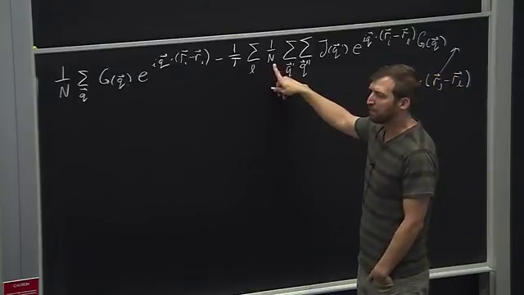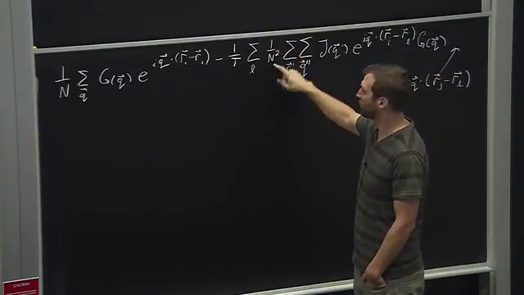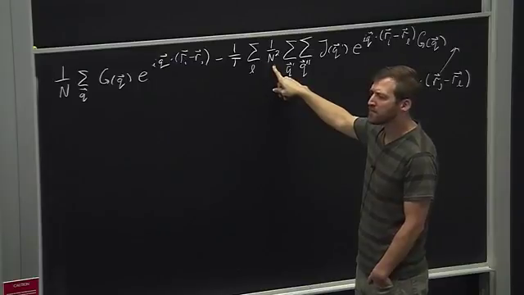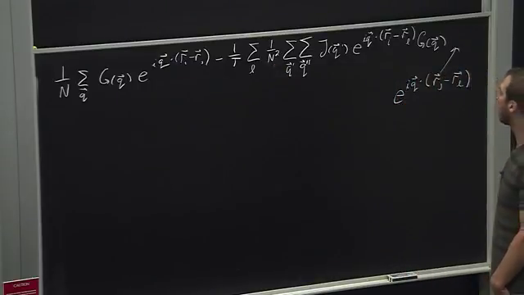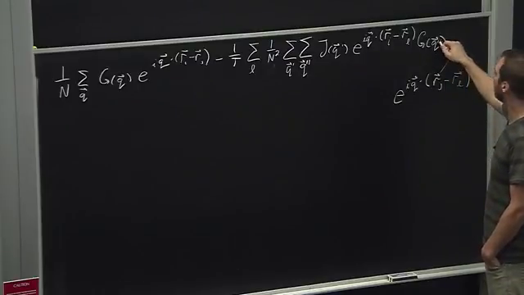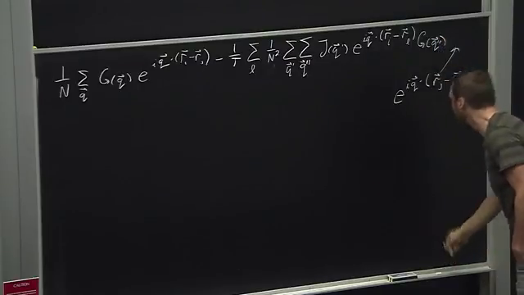Is this right? Yeah, there's two Fourier transforms. What else? I think that's right. Oh, yeah, right. Right here. And right here.